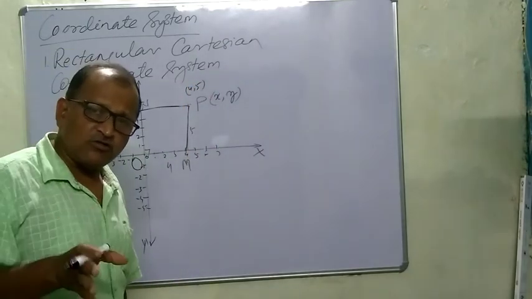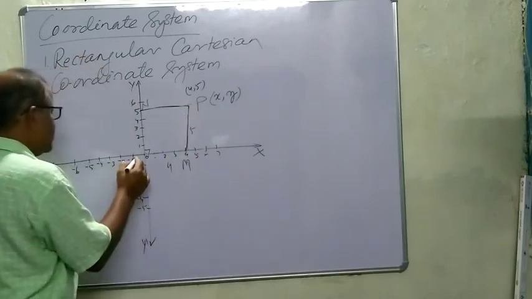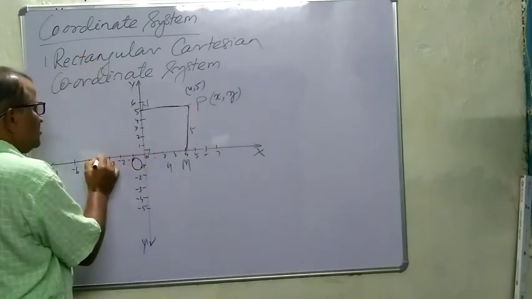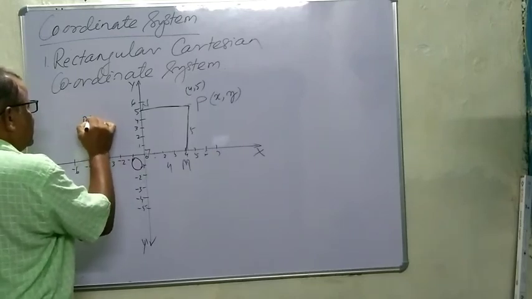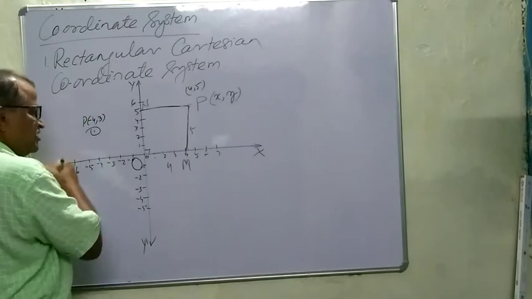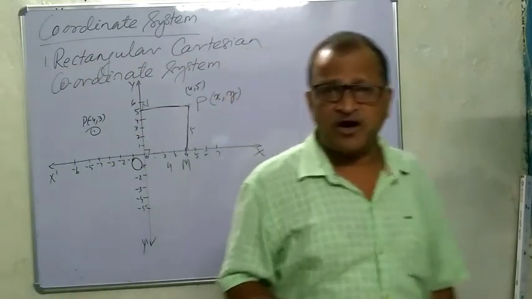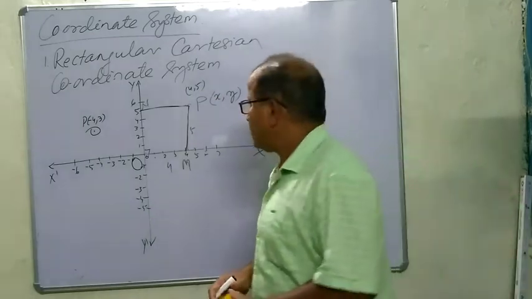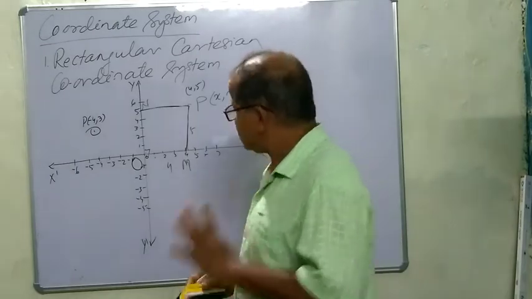Similarly, if you know the coordinates, you can reach that point. Suppose minus 4, 3: you will go to minus 4, then 3. Yes, this is the point minus 4, 3. Like this, we can locate the position of a point in the coordinate plane. This is our rectangular Cartesian coordinate system.